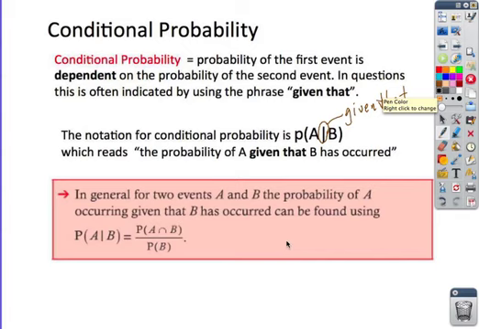As you can see in the orange box, in general, for two events A and B, the probability of A occurring given that B has occurred can be found using this formula. The probability of A given B is equal to the probability of A and B divided by the probability of B. You may see this, even in your formula booklet, referred to as the multiplication rule, or general multiplication rule. And this is what we use in tree diagrams.